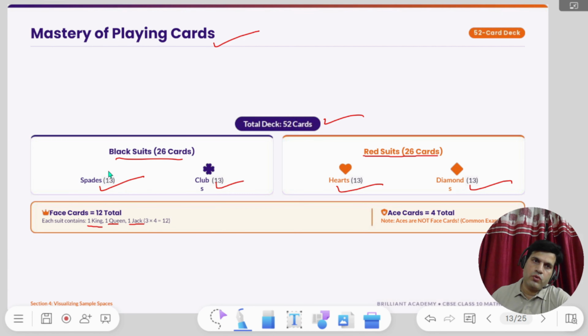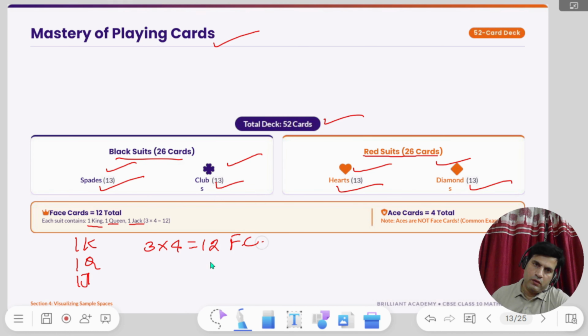Face cards we have: king, queen and jack. Each suit has 3 face cards. One is a king, one is a queen and one is a jack. There are 4 suits, so 3 into 4 will be 12 face cards. And in total, each suit has 4 of the first-number cards.